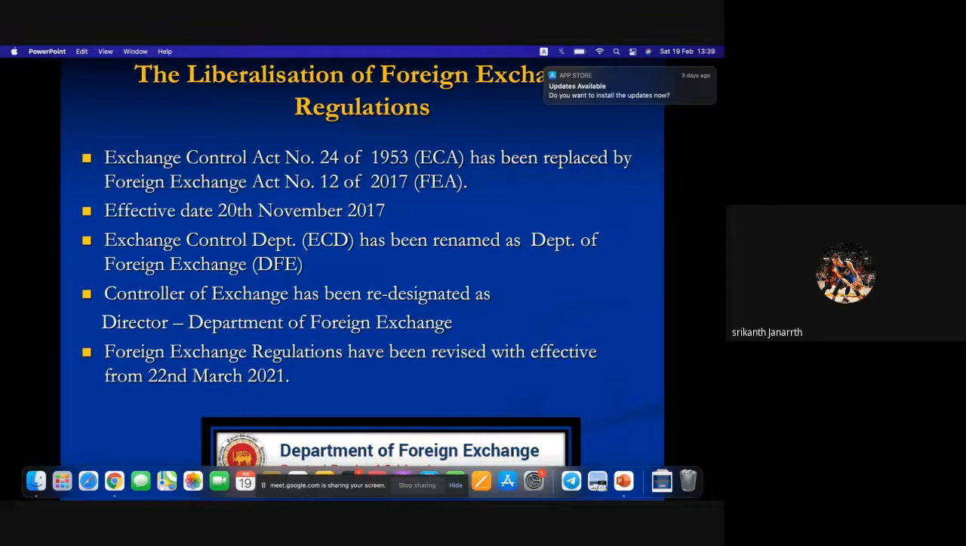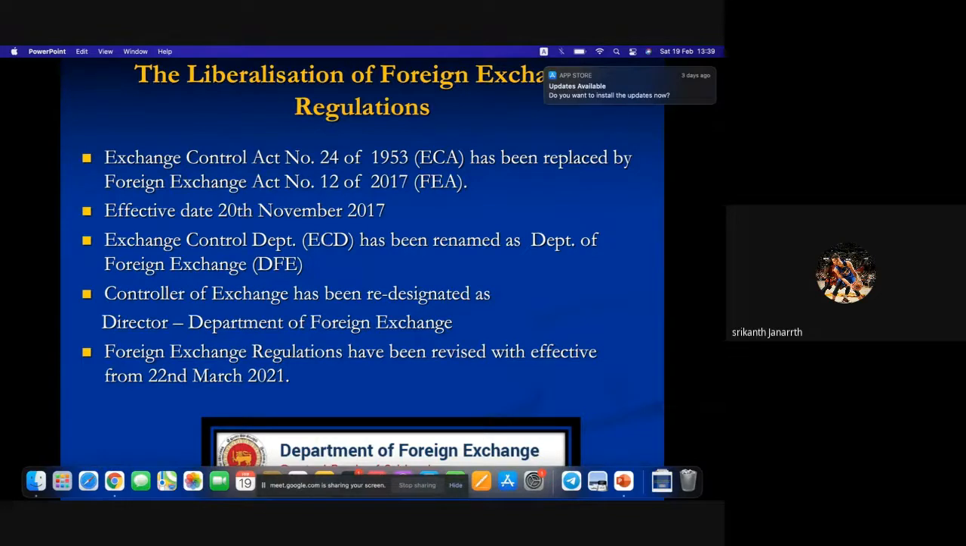So that is the reason there was so much emphasis on the government to revisit this exchange control, replace it with another set of law, and then implement. That is how the Foreign Exchange Act was enacted in 2017. So you could see, for 64 years, from 1953 to 2017, the Exchange Control Act was in use. That was replaced by the Foreign Exchange Act in November 2017.